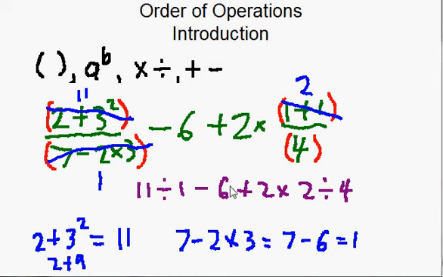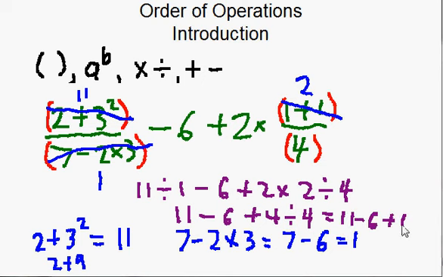Okay, so now I go through and do the multiplication and division from left to right. 11 divided by 1 is 11. So I've got 11 minus 6. 2 times 2 is 4. 4 divided by 4. Now I still have to do more division here. 4 divided by 4 is 1, so 11 minus 6 plus 1 is 6. And that's the final answer for this one.